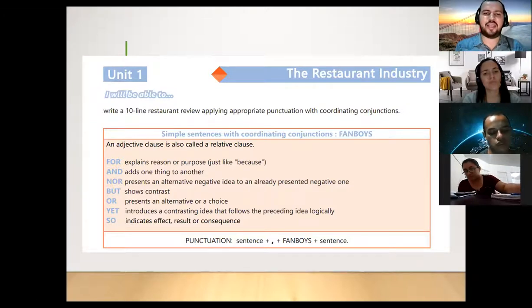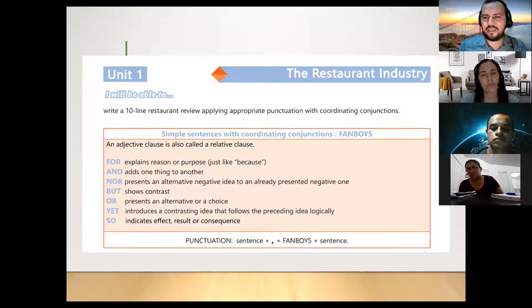So this class, or this topic, is for understanding how to use conjunctions. Four explains the reason or the purpose, right? So why are you calling me? I am calling you for an emergency. I am calling for something that the teacher told me that I have to tell you. Or I'm calling you for no reason. I just want to talk to you.